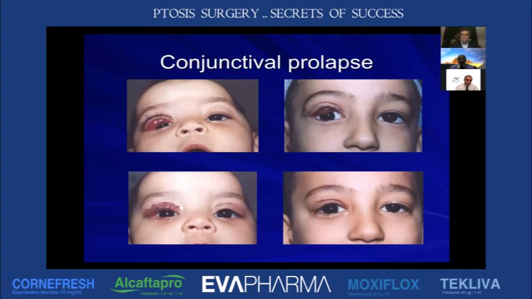mattress sutures. You go with a double-armed 4-0 or 5-0 suture through the conjunctiva, through the whole thickness of the lid, and tie the sutures at the crease to drag the conjunctival prolapse inside again. Or sometimes you can excise part of this conjunctiva.